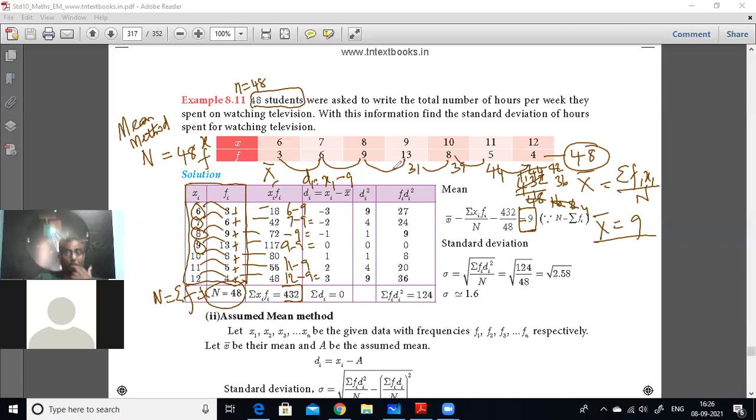Now you have to take di squared, because in the formula, what is the formula? Formula is the square root of sigma fi di squared by n minus sigma fi di by n the whole squared. So you have to have fi di squared and substitute this value 124. And fi di. This is the direct mean method.